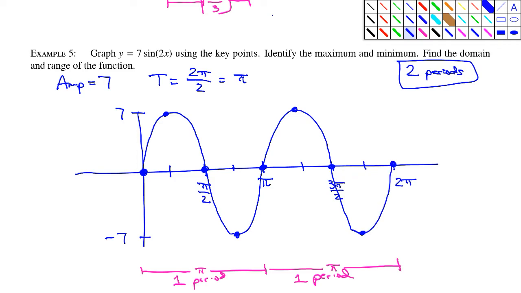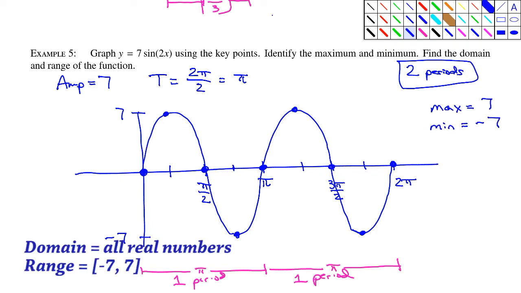And there's 2 periods of the sine curve. Maximum is equal to 7. Minimum is equal to negative 7. The domain of the function is the set of all real numbers, and the range is the set of numbers from negative 7 to 7, including the endpoints.